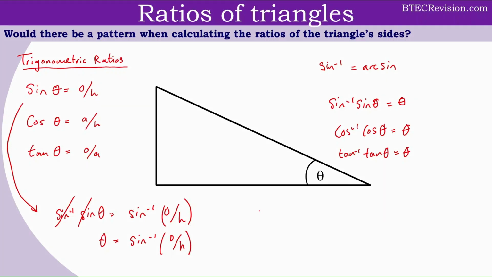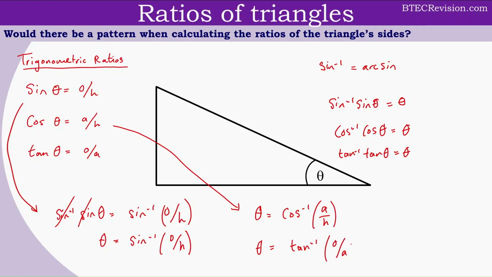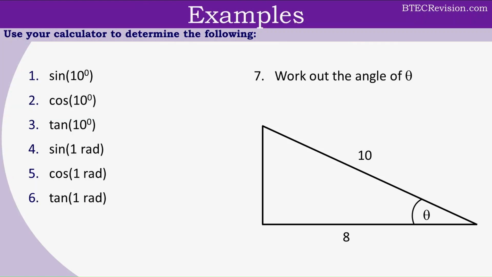The same works for cosine: we take the inverse of cosine, which cancels out. So we're left with theta is equal to inverse cosine of everything on the right hand side, which is adjacent over hypotenuse. And for tan, we can write that as inverse tan of opposite over adjacent. So using these three equations, we can work out the angle of the triangle, depending upon which sides of the triangle we have. Now pause the video here and attempt these questions.